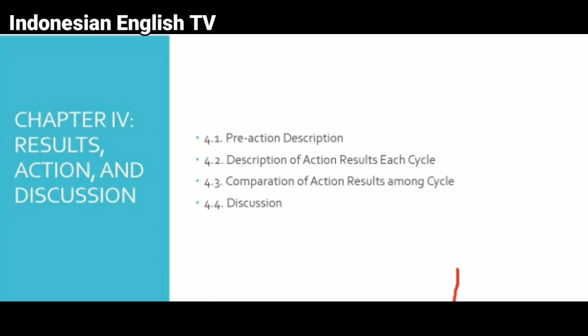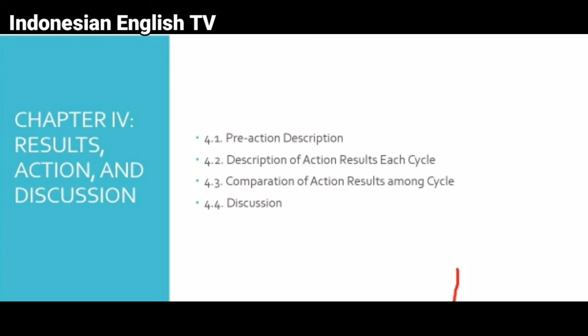In 4.3, you have comparison of action results among cycles. So you need to compare the results of every cycle you made. So is it match or not match? You need to write here because you need to write the comparison of action results among the cycles. Okay, you got the last, 4.4, discussion.